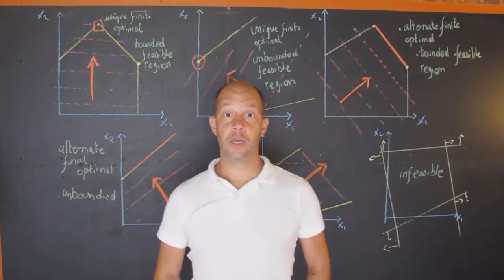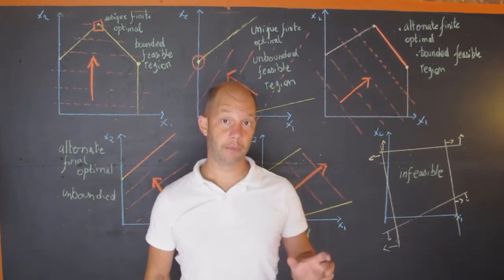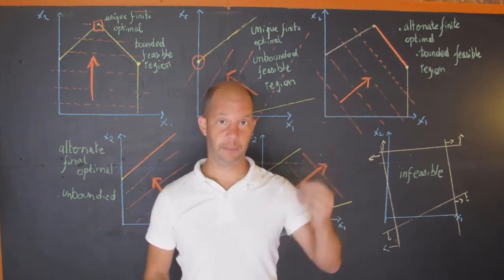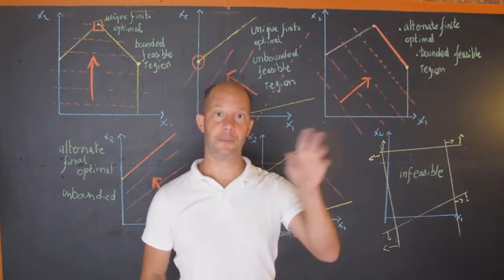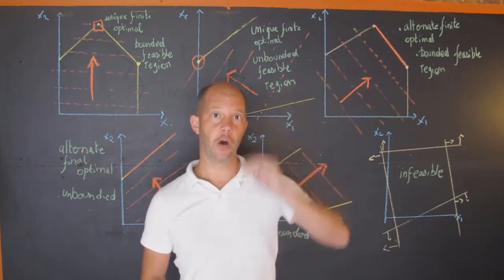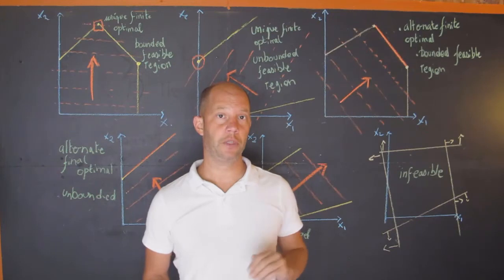Hello, last time we visualized how to solve a problem in 2 dimensions. So we essentially had one objective function, we had multiple constraints, we saw the feasible region, and we saw how, if we were to map the objective function, we can get to an optimal solution.